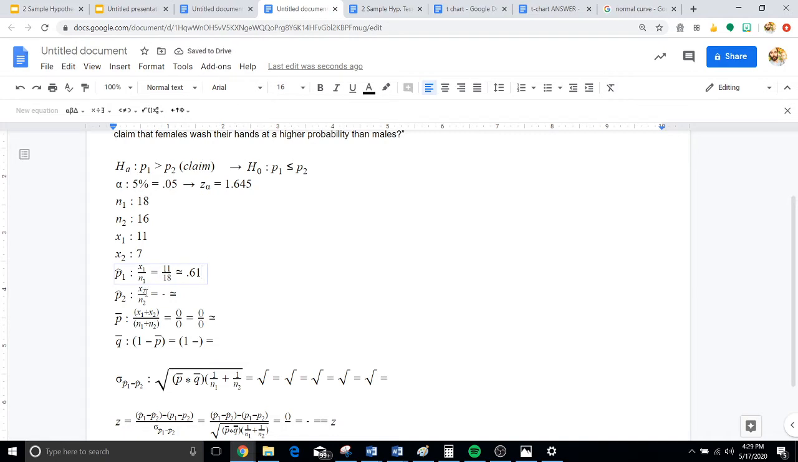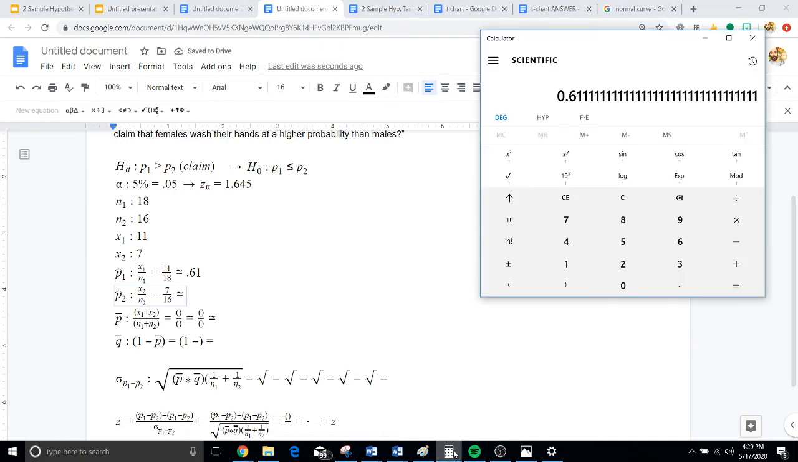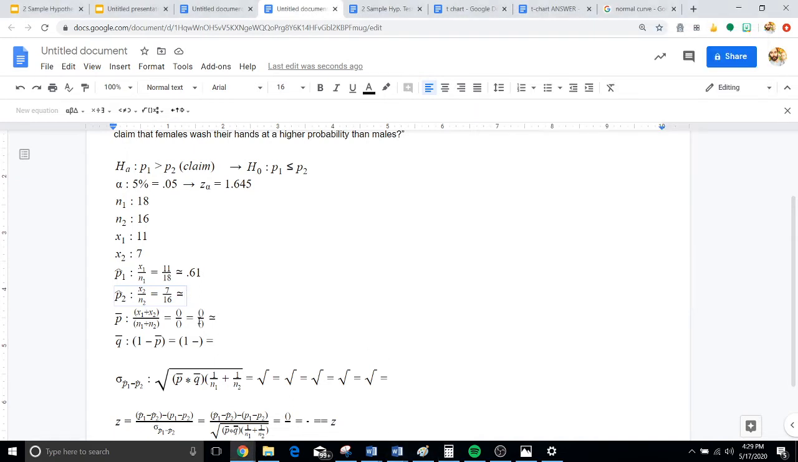Next up, we have x2 over n2. Well, x2 is 7. There were 7 successful male hand washers, and that was out of 16 total. So we're going to do 7 divided by 16, which is less than half. That's about 0.44. So we'll say approximately 0.44.